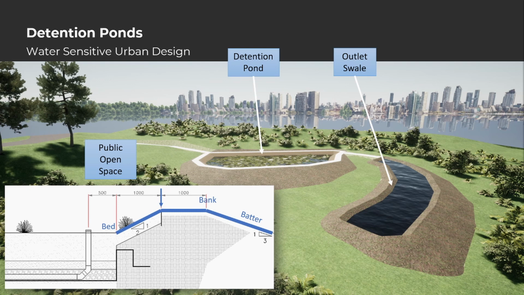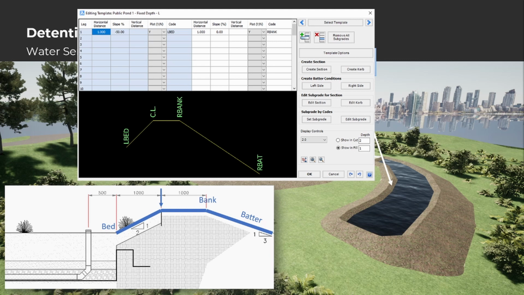So that cross section is represented in civil site design as something like this. So it's the exact same diagram, only in pure line format. I've called this one public pond 1 fixed depth. So when we look at this, you will see the code exactly as we've shown here. And during the presentation, we look at the ORBAT code, which is the right batter. So that's where the pond meets the surface, as in the existing ground surface, which is where we put on various symbols for our slope batters.